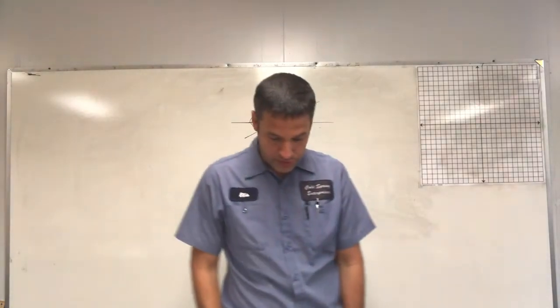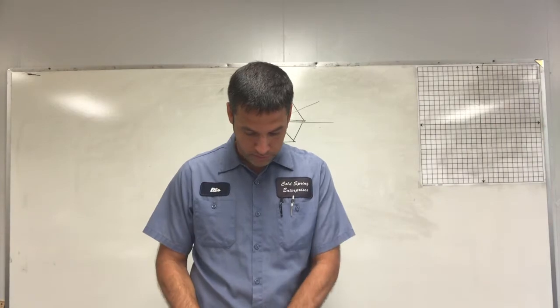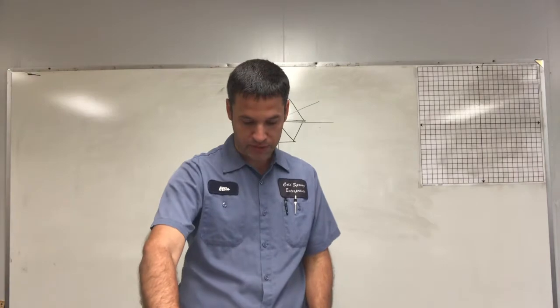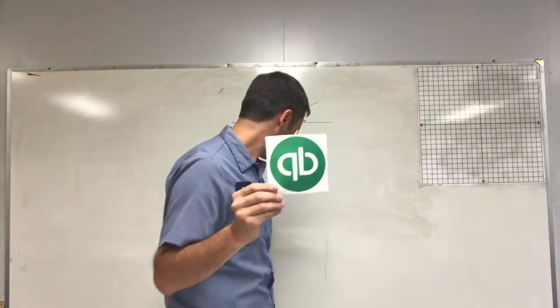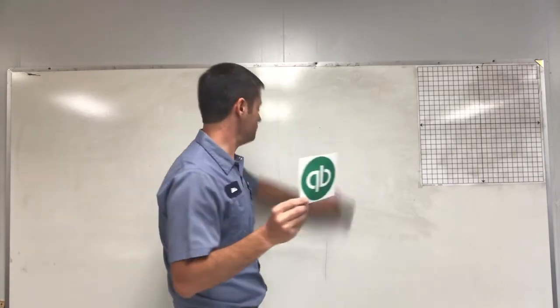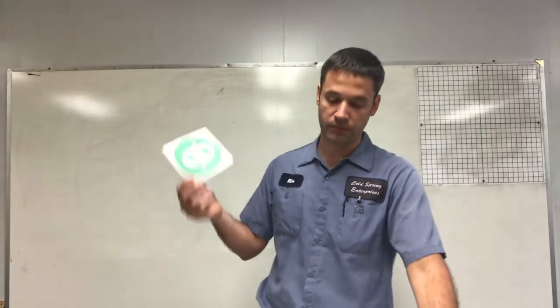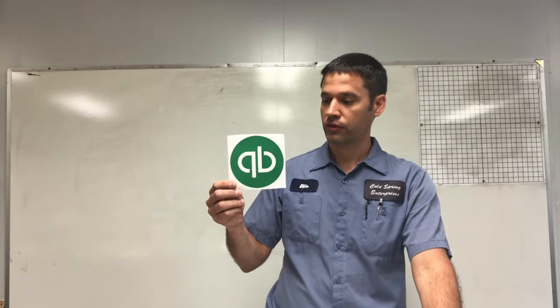Now, example 2 says you can create symmetrical figures using transformations. So like the example, I want to go back to rotational symmetry with this. This is a logo that's on my computer. It stands for QuickBooks, QB. QuickBooks is an accounting software program. This is the logo, and does this logo have symmetry?